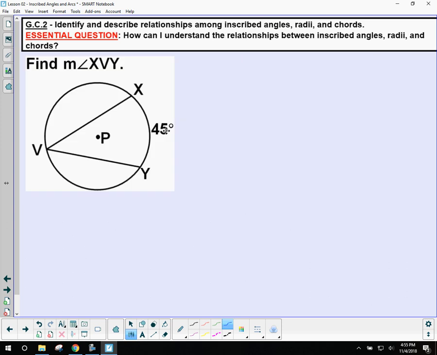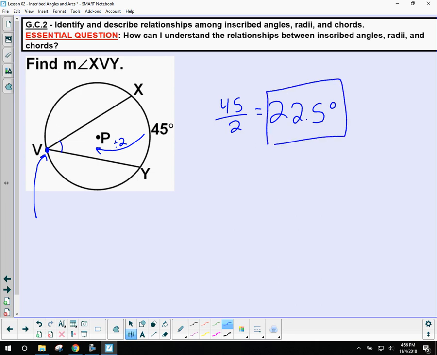If I have 45 for arc XY, I need to find angle XVY. The vertex is on the circle, which means we just need to take half of 45. So 45 divided by 2. Let me use my calculator because I know that'll be a decimal. And we get 22.5 degrees. Skadoosh. Yes, it will be that easy.